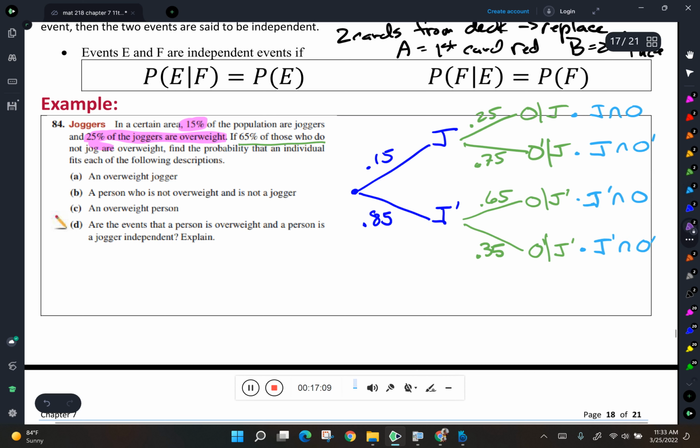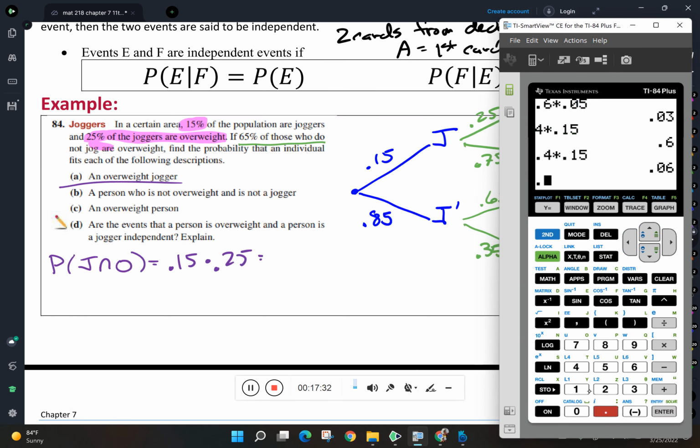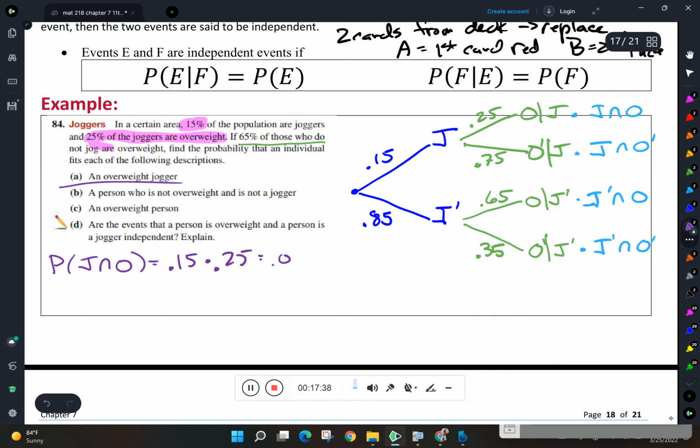Right? In part A, they want me to find the probability that someone is an overweight jogger. That is, the jogger intersection overweight. All right, so that's that first branch. So that's going to be 0.15 times 0.25. So I'm going to grab my calculator. 0.15 times 0.25, and I get 0.0375.